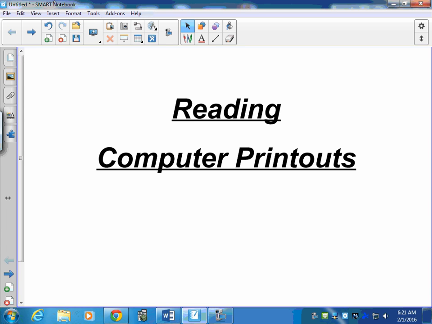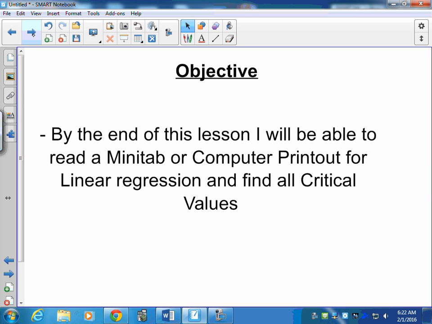Hello and welcome to today's lesson on reading computer printouts using either the Minitab software, which is a very common statistics software, especially used at college and university, or a computer printout using Excel or other programs. Our objective for today: by the end of this lesson, I will be able to read a Minitab or computer printout for linear regression and find all critical values.